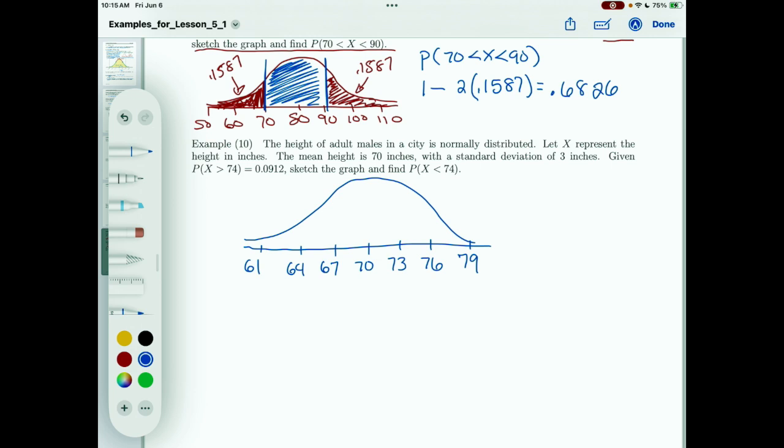We're given that the probability greater than 74, so 74 is in here somewhere. So from here over, greater than 74, this area under the curve is 0.0912. We want to find the probability that X is less than 74, so that's everything else.